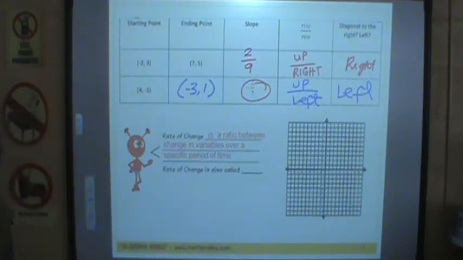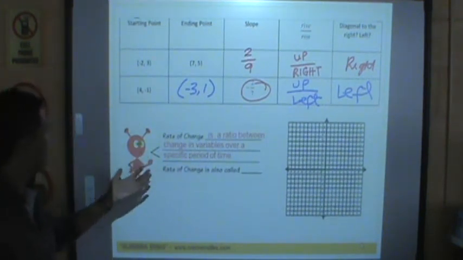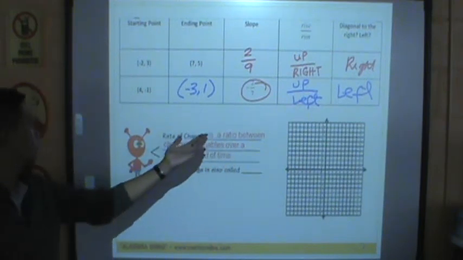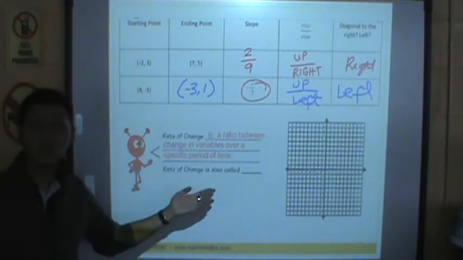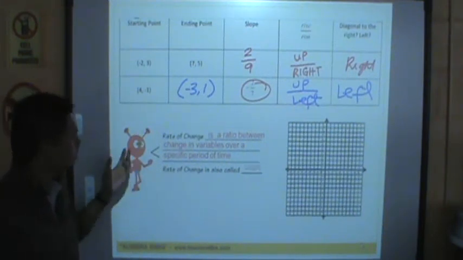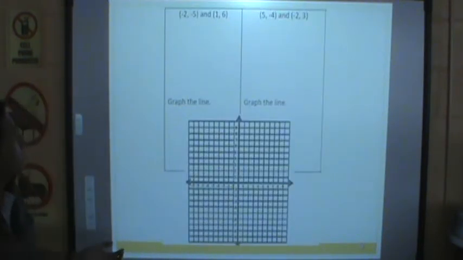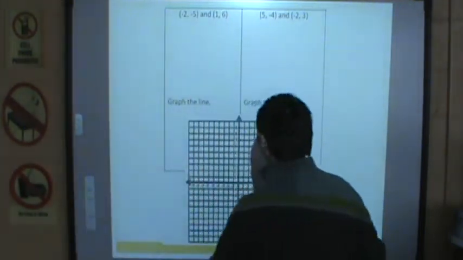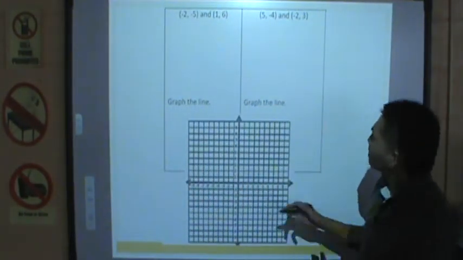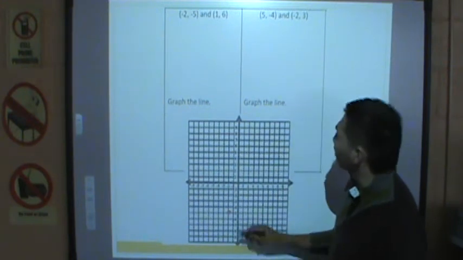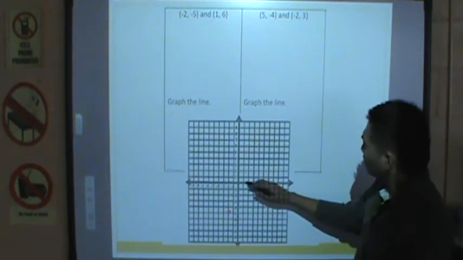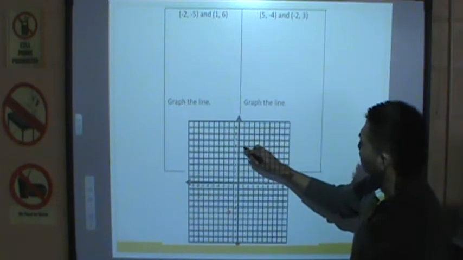Slope is also known as the rate of change. So the rate of change is a ratio between change in variables over a specific period of time. It is also called a slope. Now, for the first one, we have (-2, -5). What you need to do is plot (-2, -5) first, and then (1, 6).